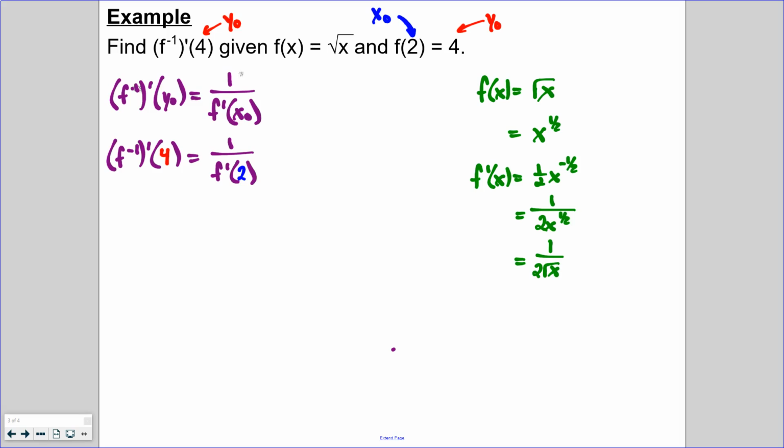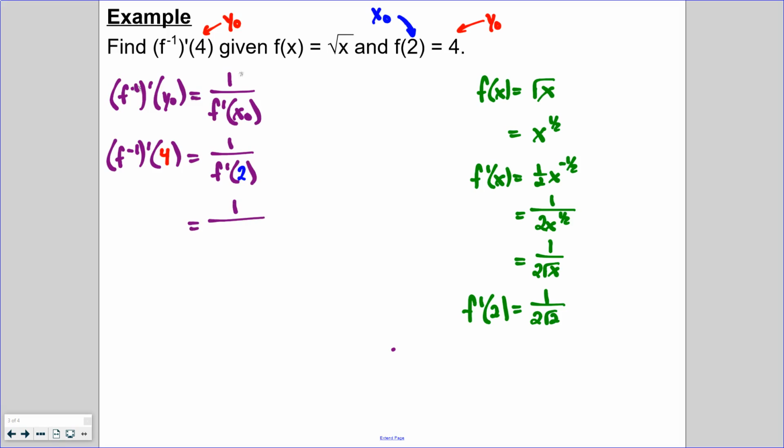And now that it's simplified, we can go ahead and substitute in x equals 2. So we're going to have f prime of 2 is equal to 1 over 2 radical 2. And usually we like to get radicals out of the denominators, but we're going to leave it like that for now. And you'll see why I'm going to do that in just a moment. Because now we can plug that into our formula.